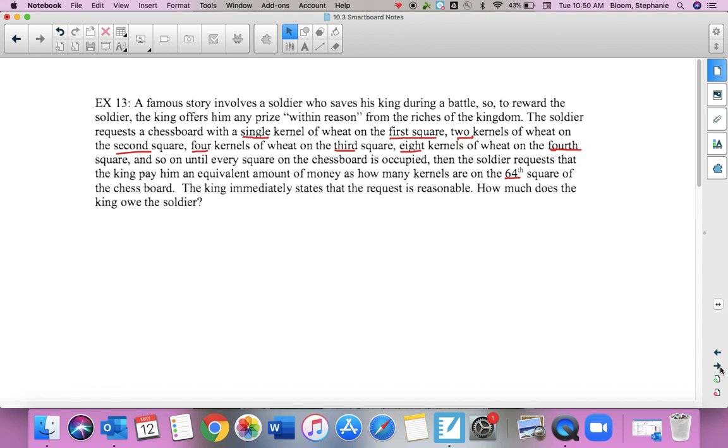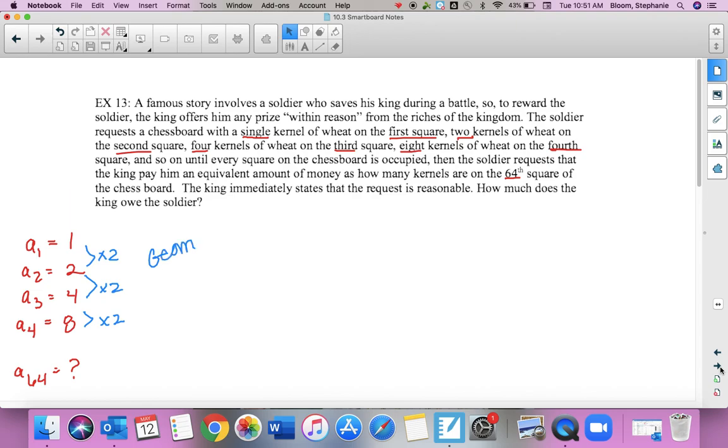Okay, so let's just look at this. On the first square was 1 kernel. On the second square, 2 kernels. On the third square, 4 kernels. On the fourth square, 8 kernels, right? He's going to pay him whatever's on the 64th square, however many kernels. So if we're looking at this, what's happening? I'm multiplying by 2. So this is an example of a geometric sequence where my r is 2, right? So we want to find what is happening on that 64th square.